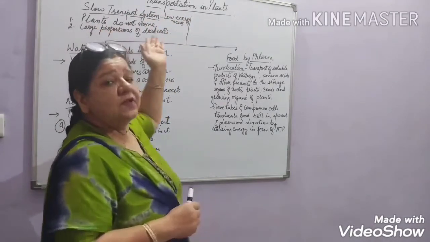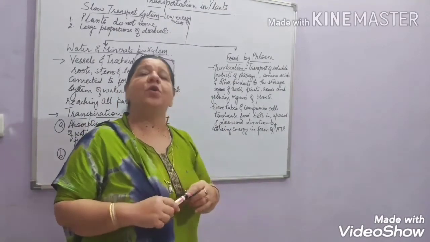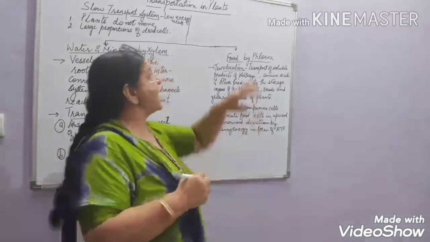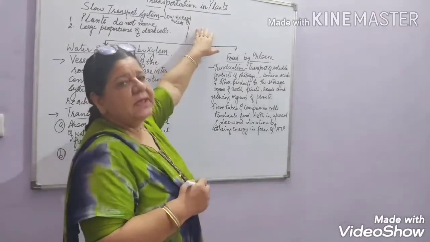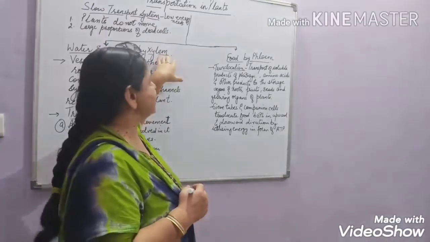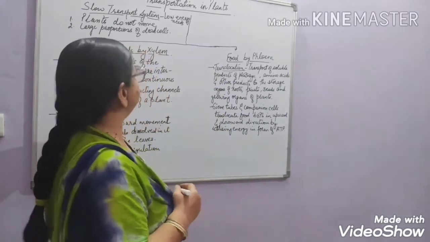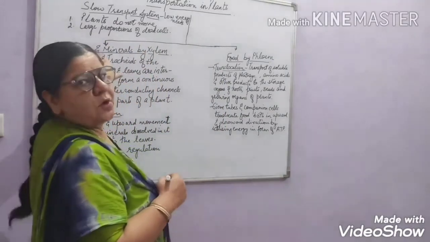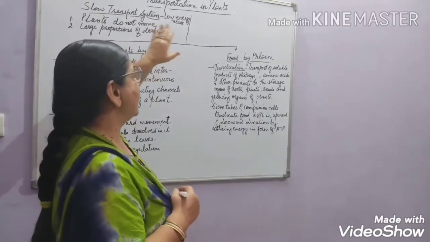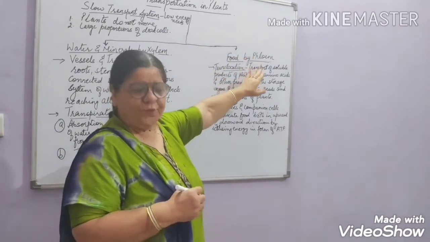Secondly, there is a large proportion of dead cells in plants. That is why their energy needs are also very low. Now, this transport system in plants takes place by two tissues, that is xylem and phloem. Xylem helps in the transport of water and minerals, while phloem helps in the transport of food.